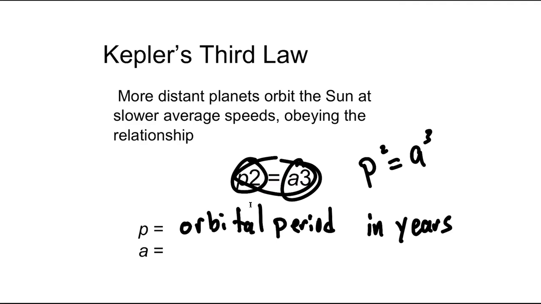And what is A? A is the semi-major axis of that planet's orbit. And the semi-major axis is, we've already defined it, half of the distance across the major axis of the ellipse of that planet, right? It is how far it is through both of the focus points, which includes one of the sun, from the perihelion point to the aphelion point.